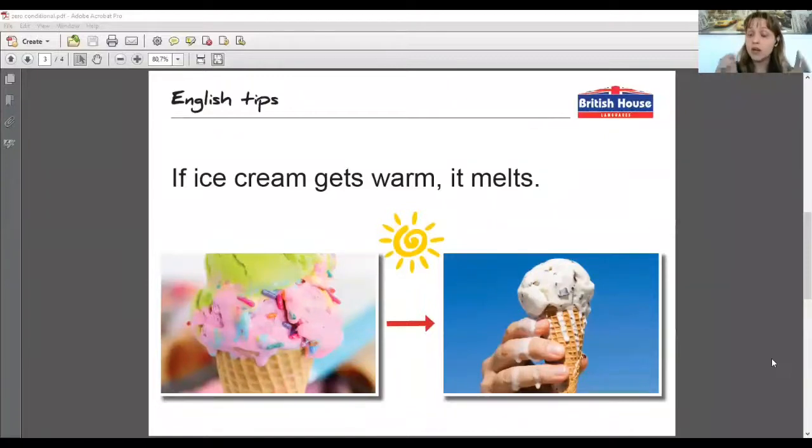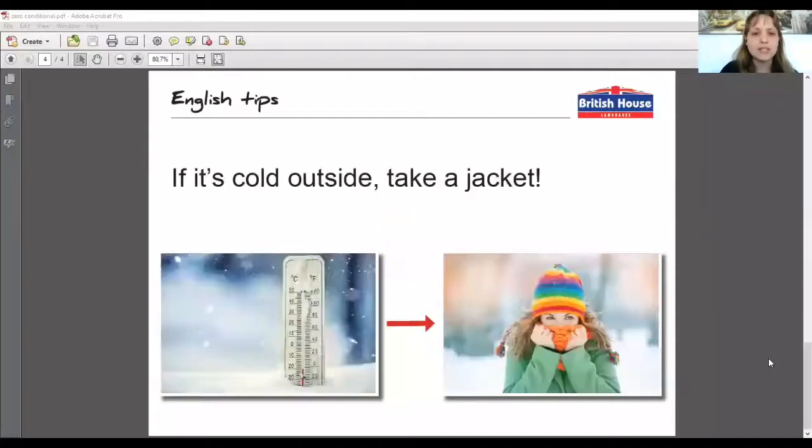Now let's have a look at how we construct the zero conditional with an imperative. An imperative is an order. So let's see. This is something that your parents could possibly tell you. If it is cold outside, take a jacket. So in this case, take a jacket, it's an order, okay?